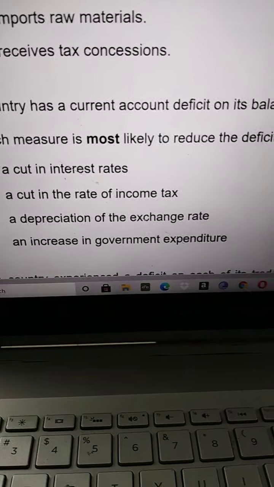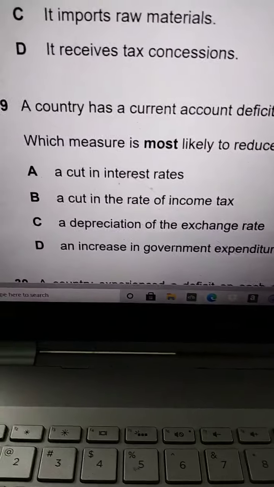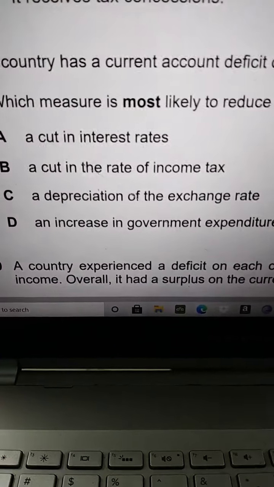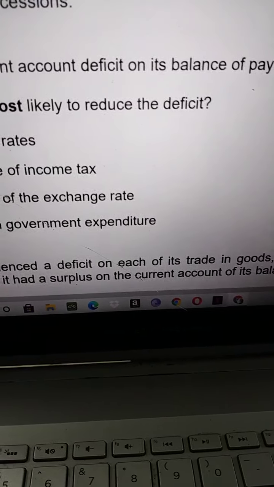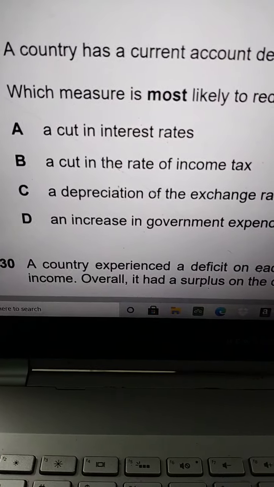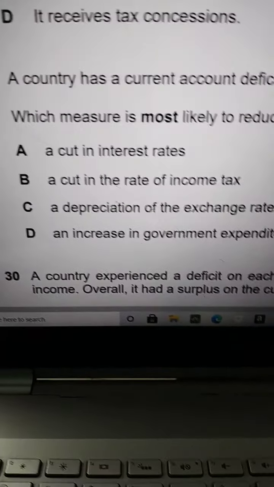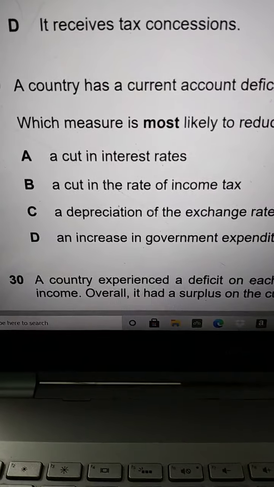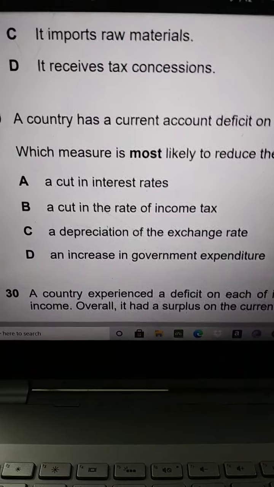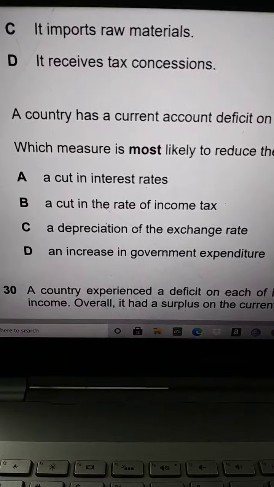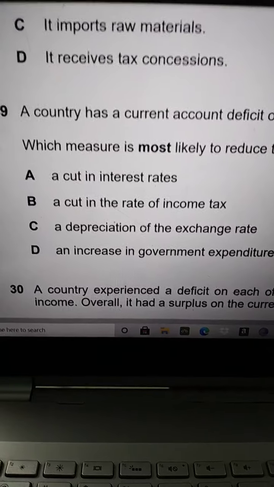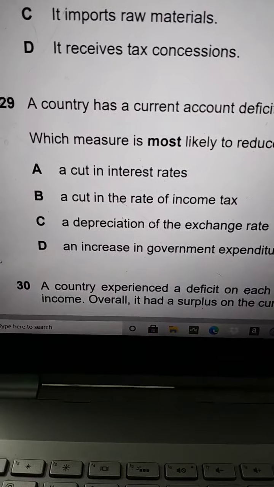29, a country has a current account deficit. Very important. It has a current account deficit on the balance of payments. Which measure is most likely to reduce the deficit? Okay, so they want to basically reduce the deficit. Generally, without looking at the options, just remember that if the balance of payments is in deficit, it means that you are not performing well as a country. Your exports are very low, and you are importing a lot. So definitely on the basis of free competition, what should happen?